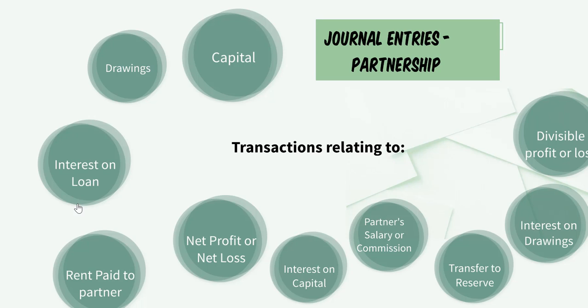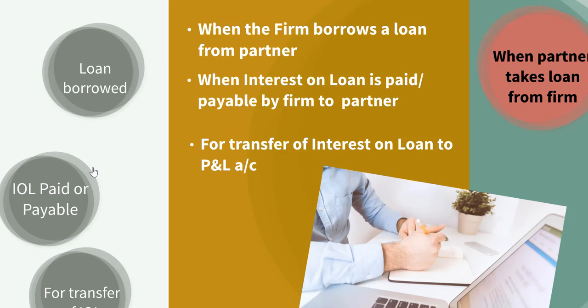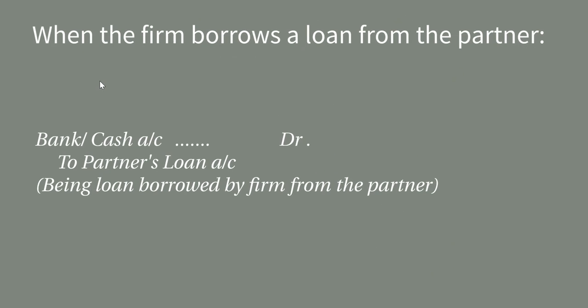There are two items of charge over here. The first one is interest on loan and the second one is rent paid to partner. We'll focus on interest on loan first. Journal entry when the firm borrows a loan from the partner: bank account to partner's loan account.